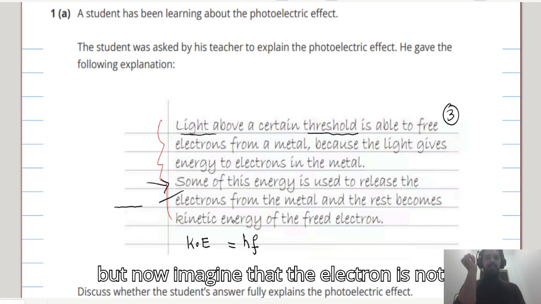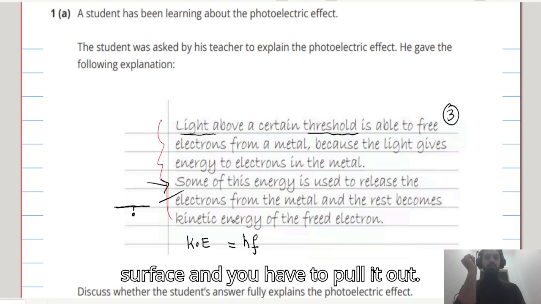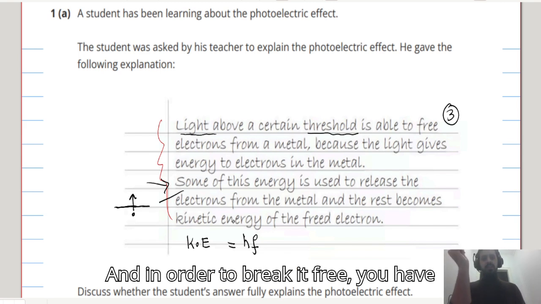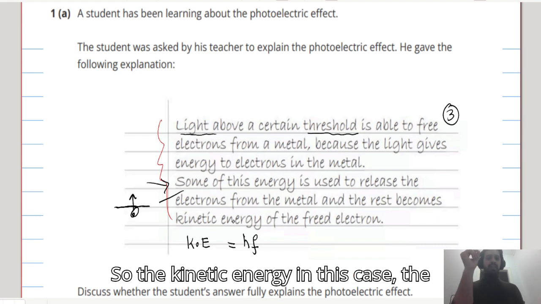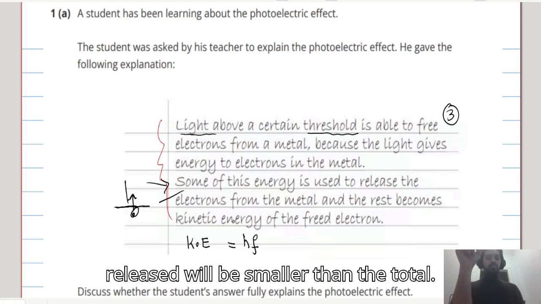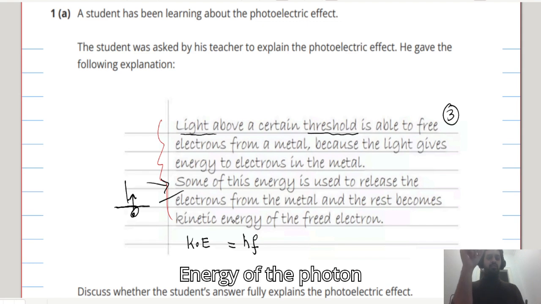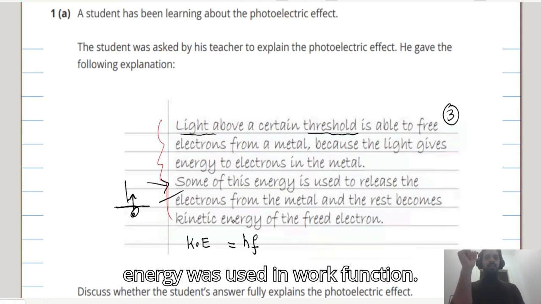But now imagine that the electron is not free. It is trapped inside the metal surface and you have to pull it out. And in order to break it free, you have to give it some energy, in other words, the work function. So the kinetic energy, once the electron is released, will be smaller than the total energy of the photon that it absorbed, because some of that energy was used as work function.